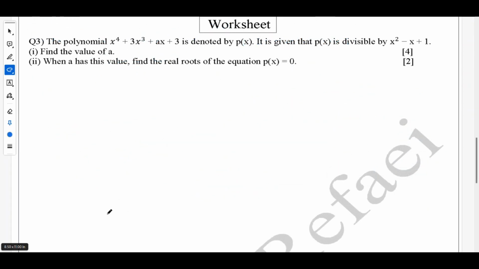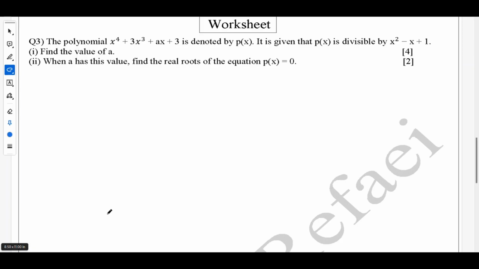The polynomial x to the power 4 plus 3x cubed plus ax plus 3 is denoted by bx. It's given that bx is divisible by x squared minus x plus 1. Find the value of a. As I said, I have 2 ways, the long division way or the factor theorem way. Which one of them am I going to use to solve part I?